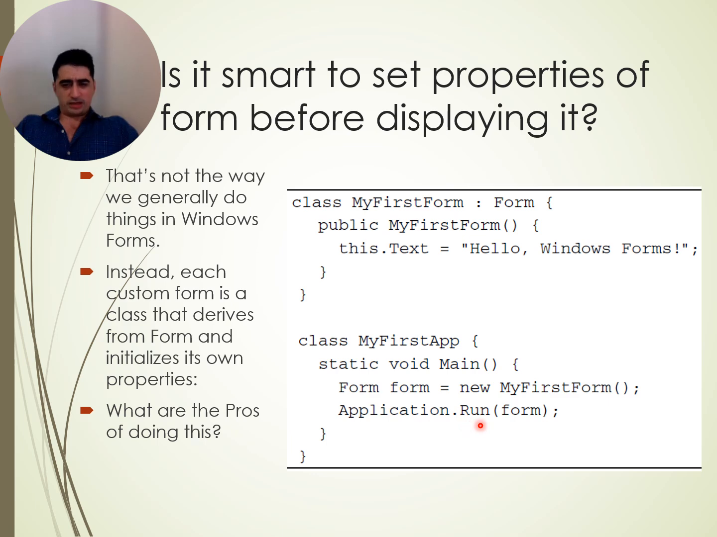Instead of passing an object of the form class to the application run method, we can take advantage of inheritance in C# and pass a child object of the form class to the application.run. What's the benefit of doing this?